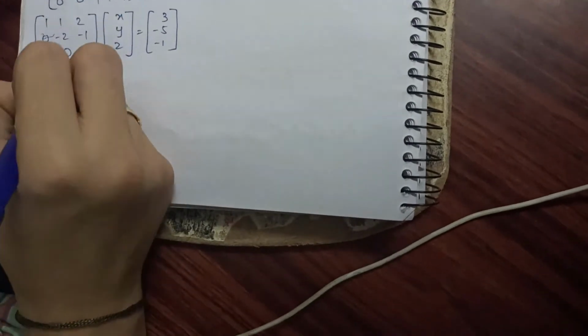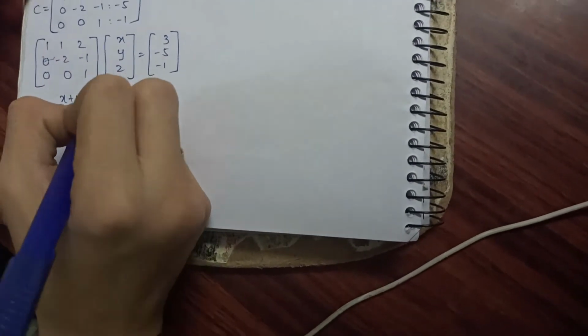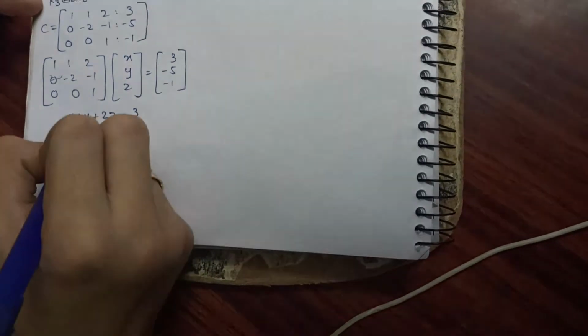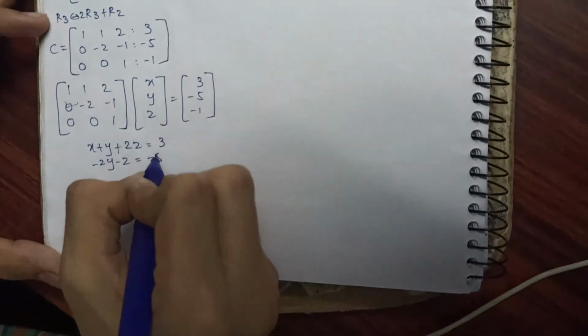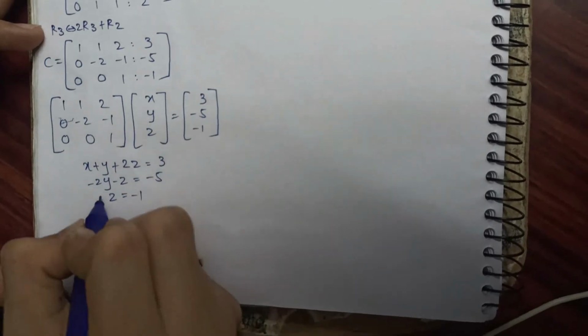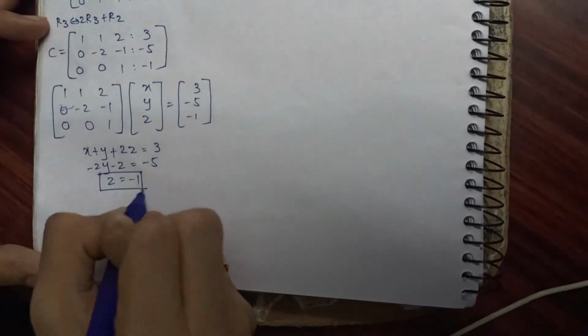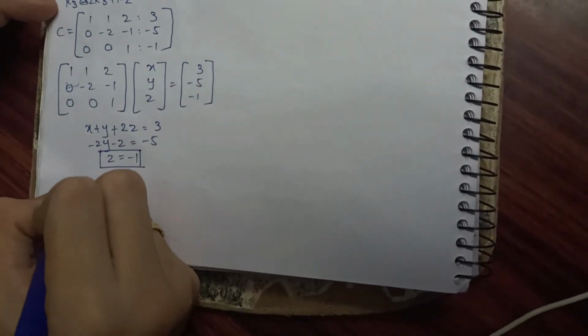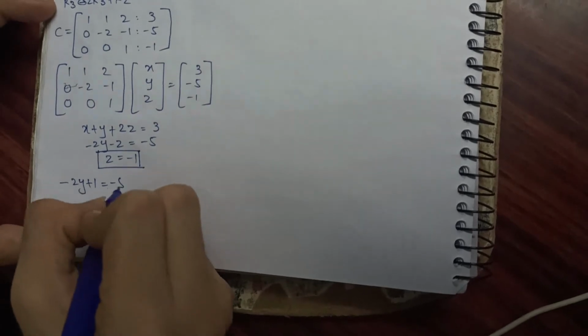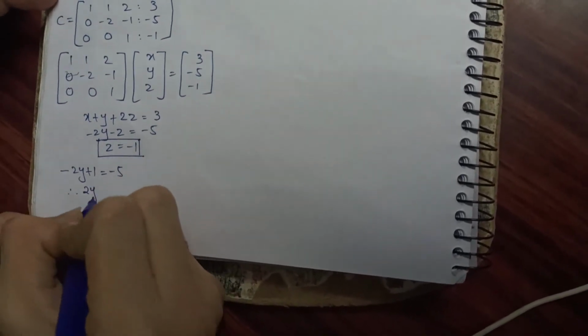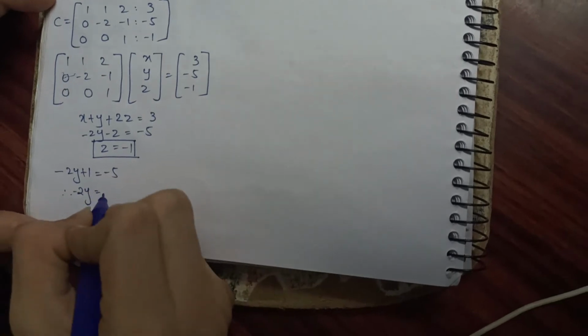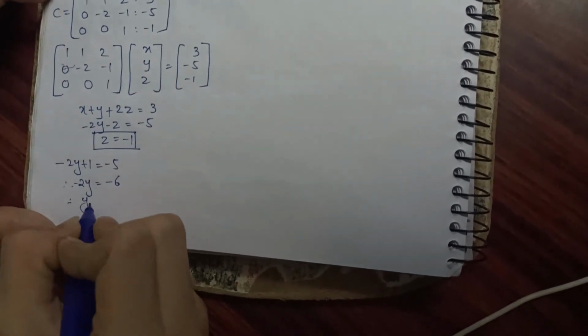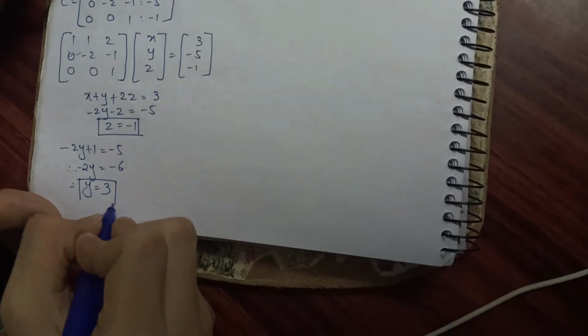Now those equations will be x plus y plus 2z is equal to 3, minus 2y minus z is equal to minus 5, and z is equal to minus 1. Here we are getting the direct value of z as minus 1. We will use this value of z into this equation to find out what is the value of y. So value of y will be 3. Now using the values of y and z, we will find out what is the value of x.